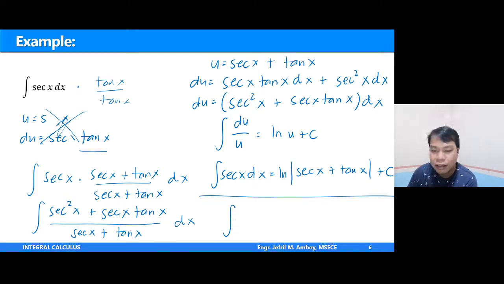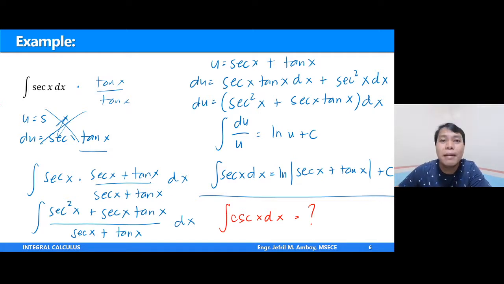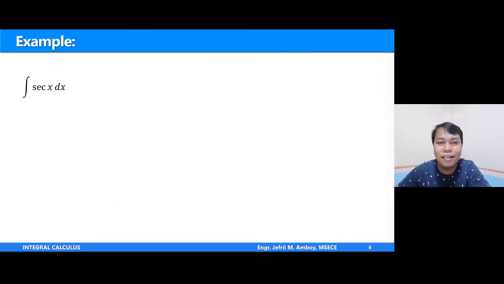O sige, palitan natin yung pen. Baka sawa ka na sa blue. Gawin nating red. Ito, exercise na lang. Ano naman ang integral ng cosecant x dx? Di ba? Parang ganyan lang din yung gagawin mo. Halos ganyan lang din ang format. Okay? So, exercise mo na yan para naman may magawa ka mamaya after this. Para ma-practice ka rin on your own.